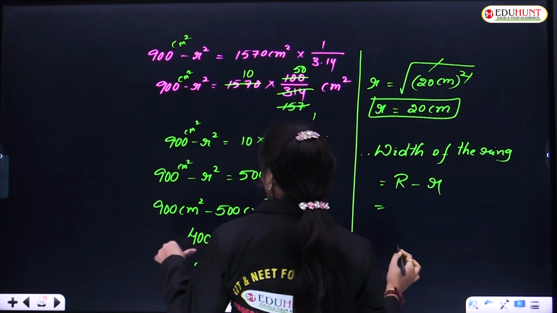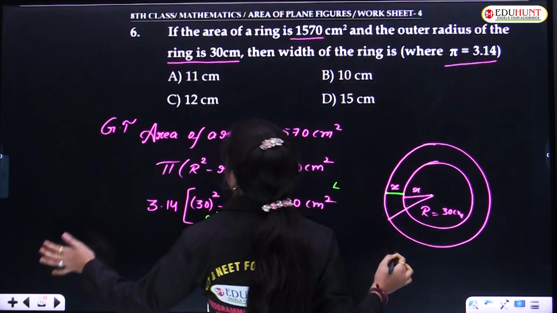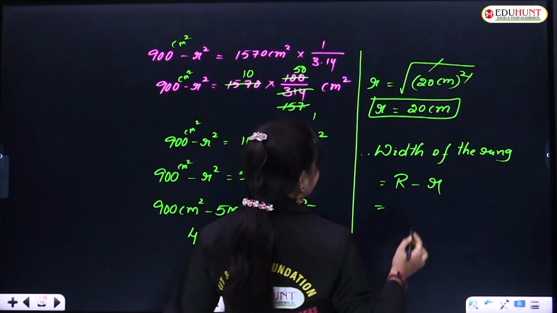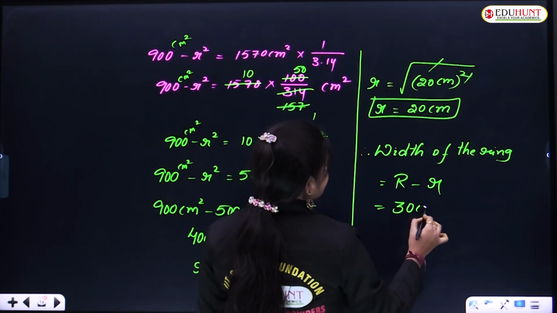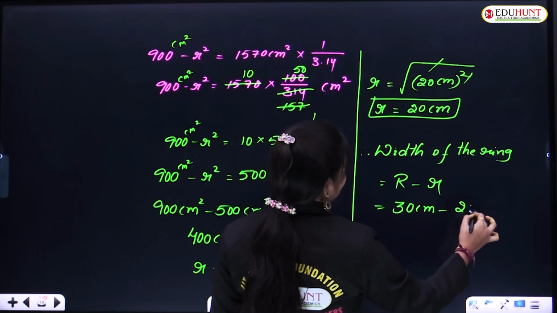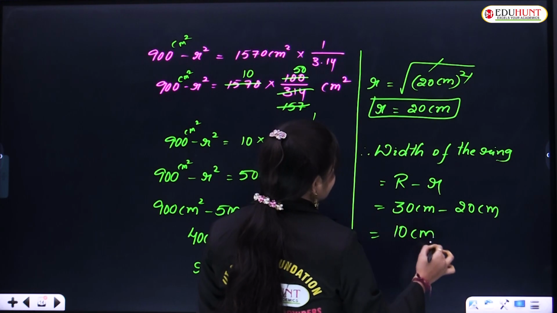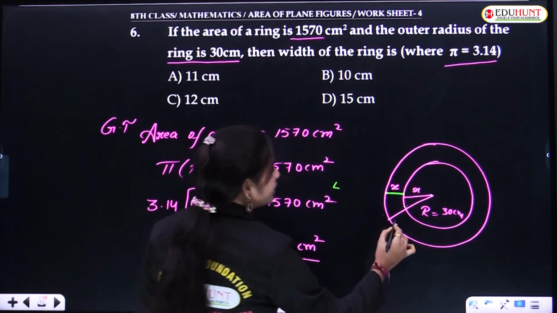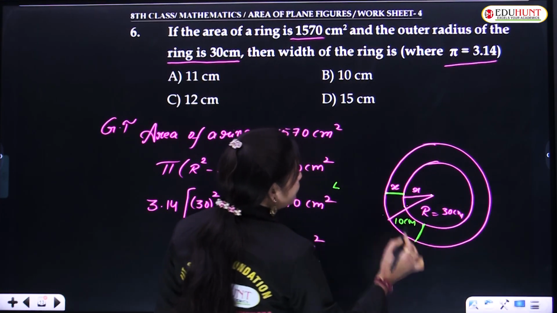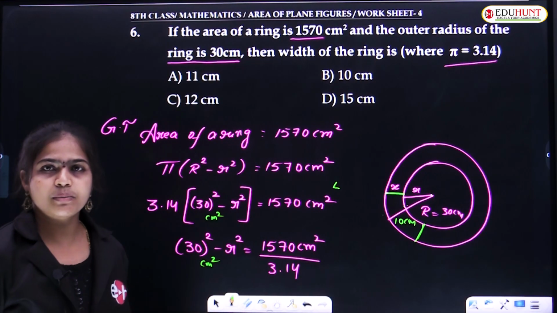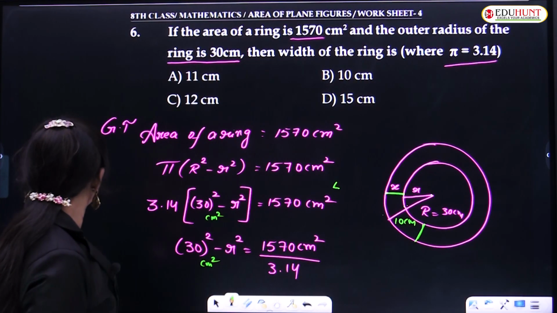Capital R is equal to how much did they give here? 30 centimeters, right? Yes. 30 centimeters minus small r, which is 20 centimeters. Finally 30 minus 20 is 10 centimeters. 10 centimeters is the width of the ring. Okay? Did you understand? Yes.